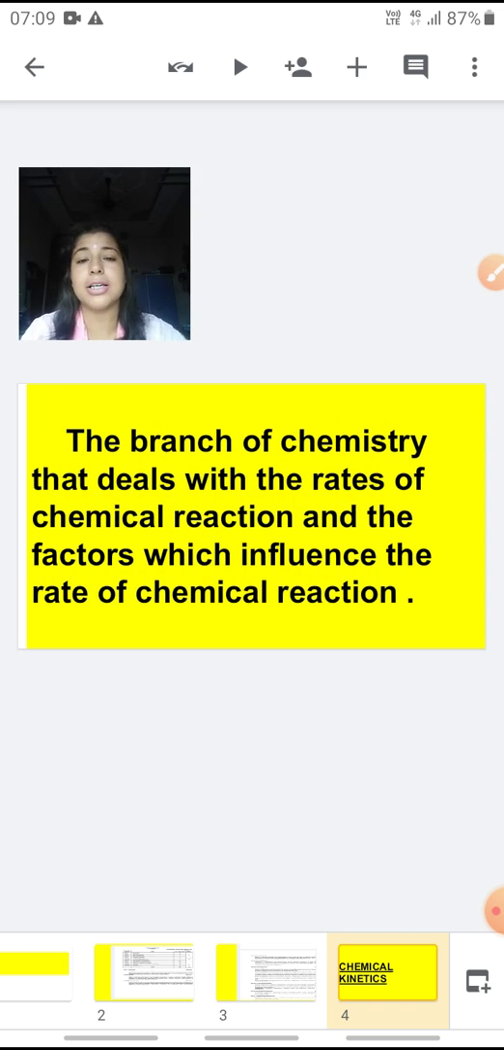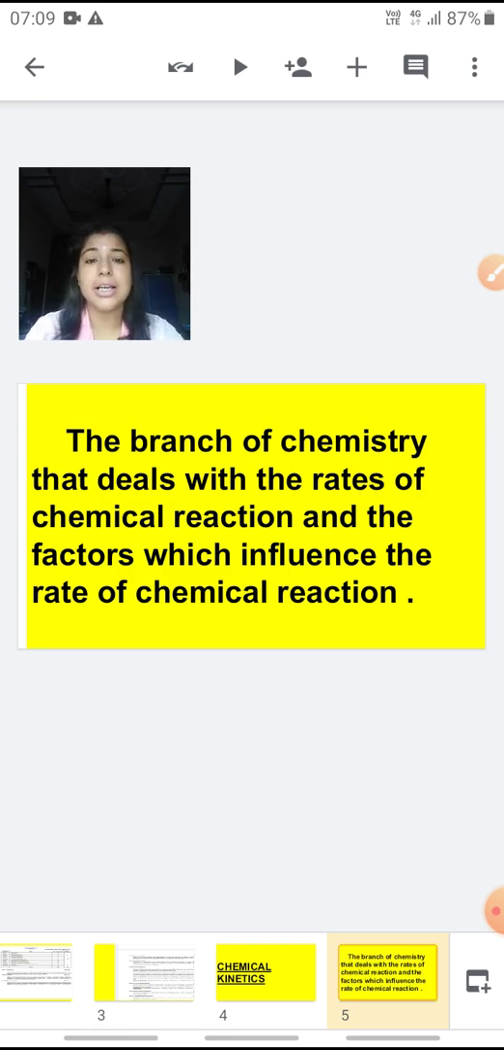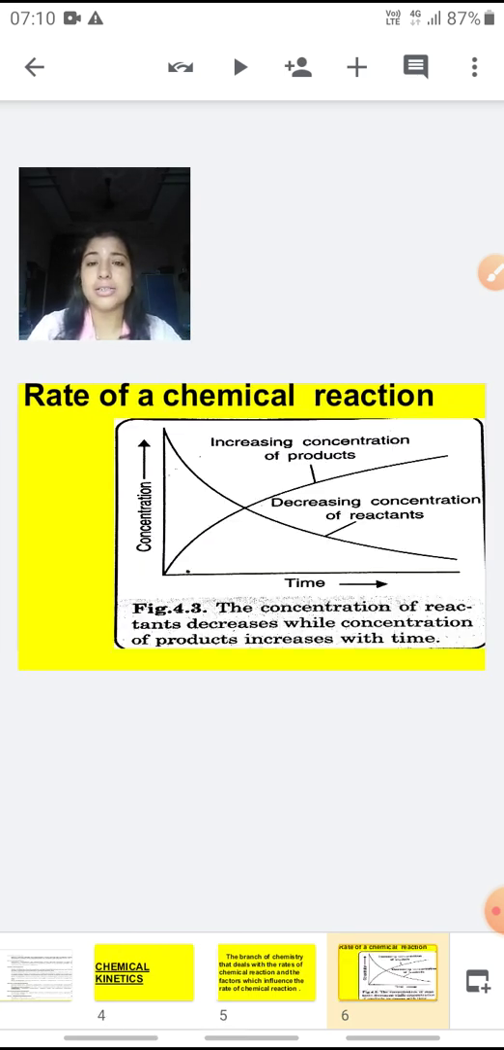So what is meant by chemical kinetics? Chemical kinetics is the branch of chemistry that deals with the rate of chemical reaction and the factors which influence the rate of chemical reaction. So in this chapter, we'll be learning about the rate of chemical reaction and the various factors which influence it. Now, we should know what is meant by the rate of a chemical reaction.